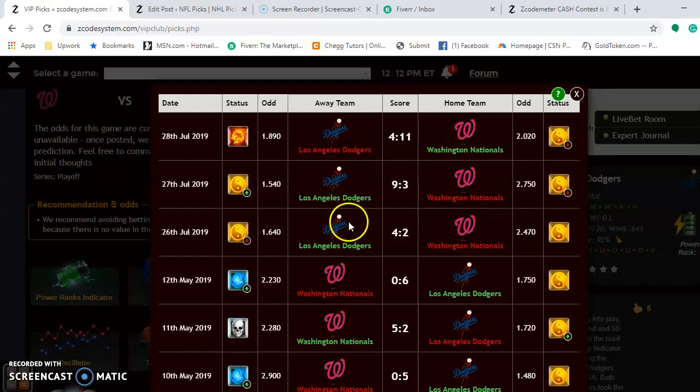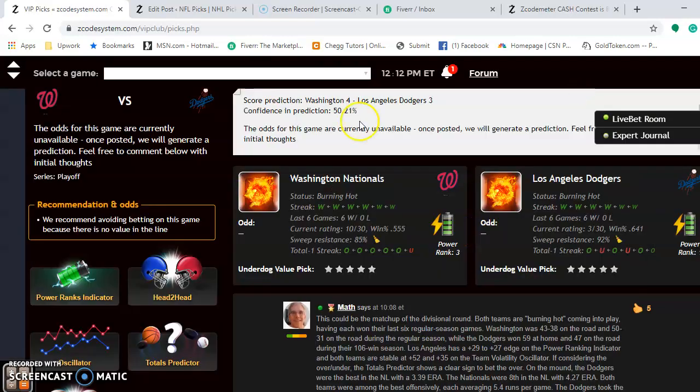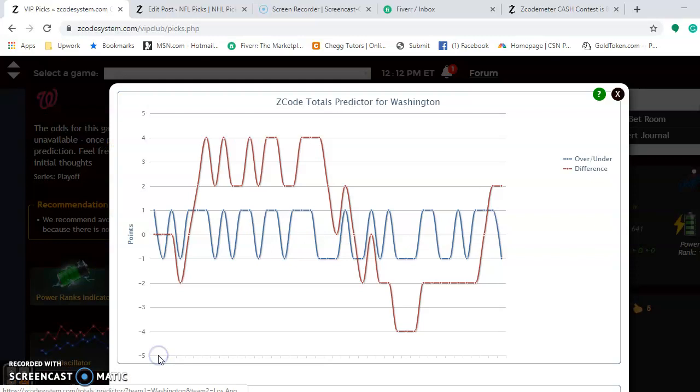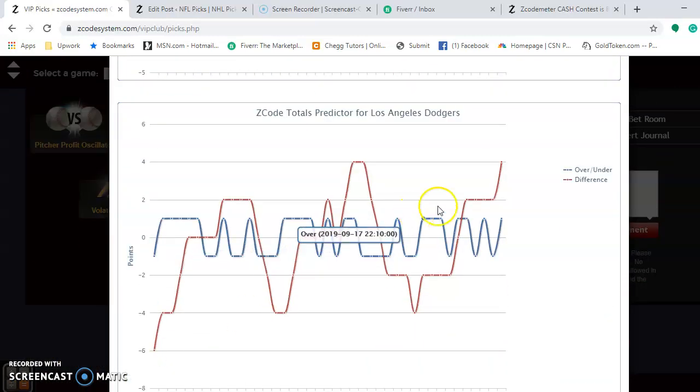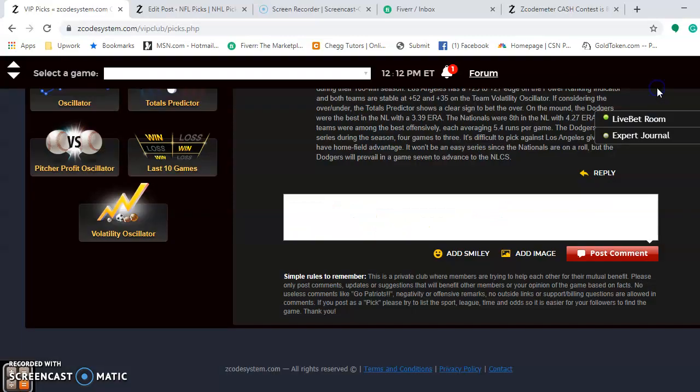Washington won the last one. The Dodgers won 3 in a row before that. And then Washington won one. The Dodgers won one. So the Dodgers took 4 out of 6 during the regular season. Considering the over and under, well, Washington is playing in games trending over, and so are the Dodgers. So very good indication to pick the over in games in this series.